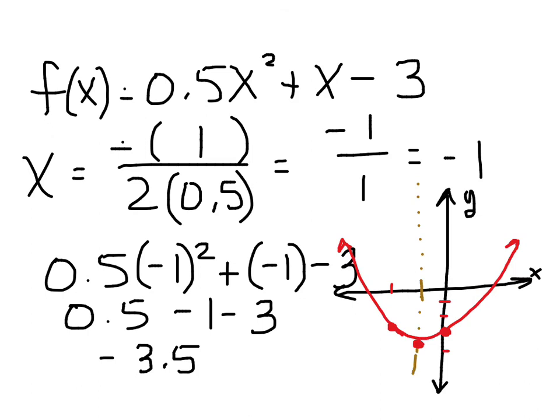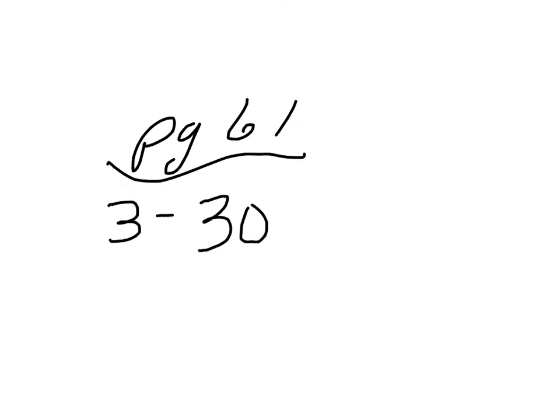So what do you guys think? That is what you're going to be doing today, graphing either the first ones or the second ones. So on page 61, you're doing 3 to 30, multiples of 3.